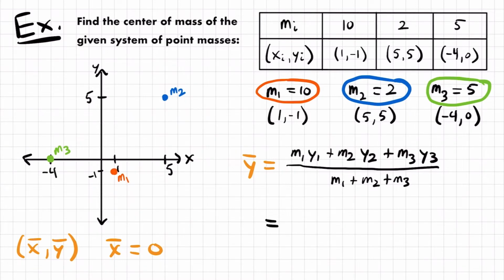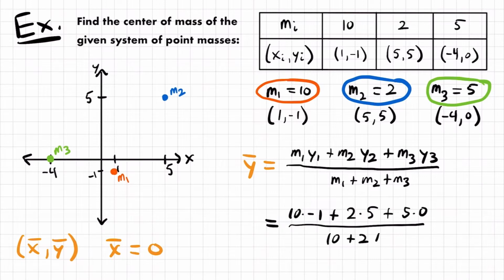This is going to be equal to m sub 1 times its y-coordinate, y sub 1. So we'll have 10 times negative 1, plus m sub 2 times y sub 2. And m sub 2 is equal to 2, and its y-coordinate is 5. So we'll have 2 times 5 plus m sub 3 times y sub 3, and m sub 3 is equal to 5, and its y-coordinate is 0, so we will have 5 times 0. And then divide that by the sum of our masses, which will be 10 plus 2 plus 5.